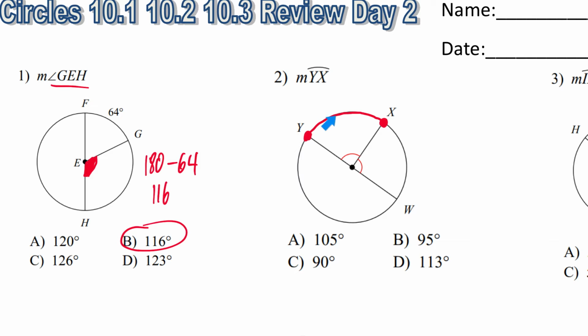Well, from Y to W, how many degrees is that? 180. And they're saying these two are equal. So basically it's just cutting that 180 in half. So how big would each of these angles be? They'd both be 90. Angles are 90, which means this arc out here is 90.